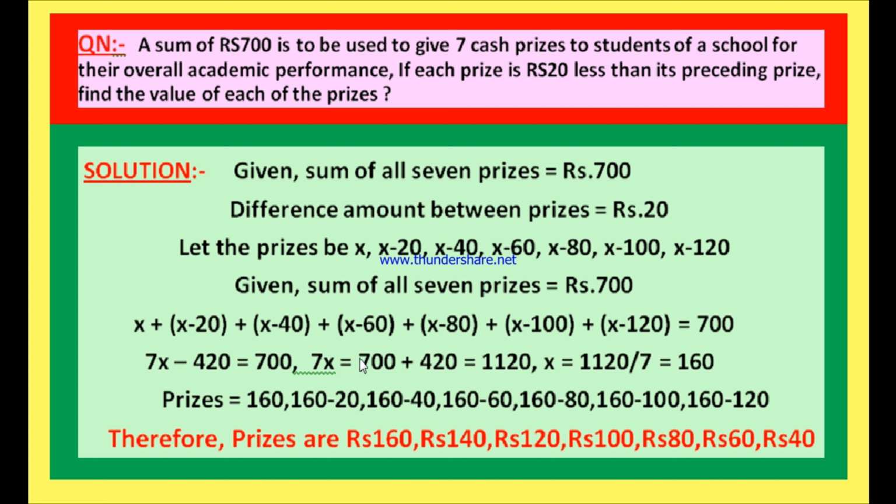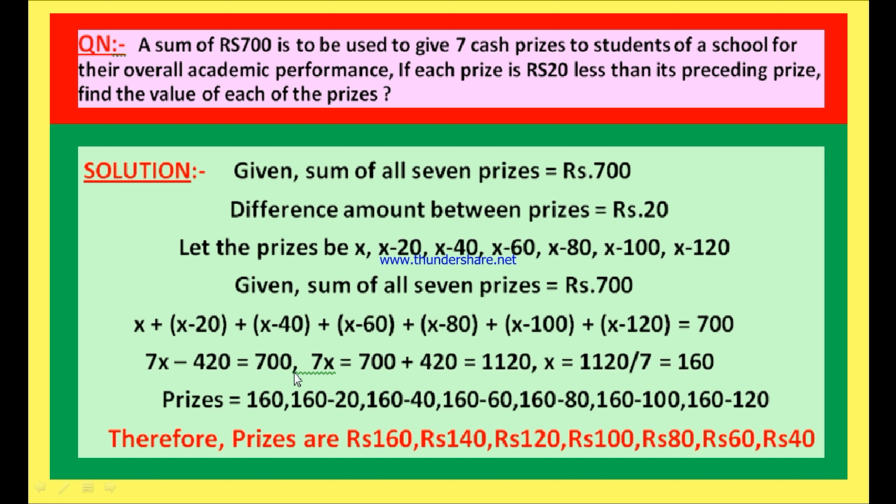And 7x is equal to 700 plus 420 on this side. 700 plus 420 is 1120. Then x is equal to 1120 divided by 7. 7 in 1120 goes 160 times. Therefore, x is equal to 160. If we get the x value, then we can find all the prizes.